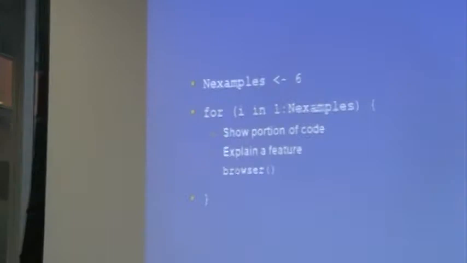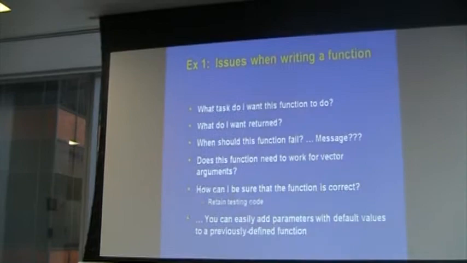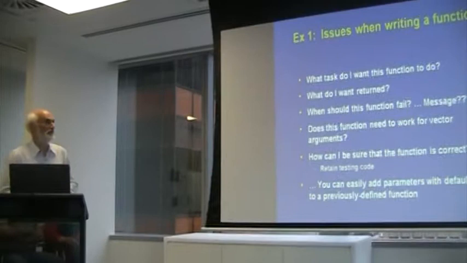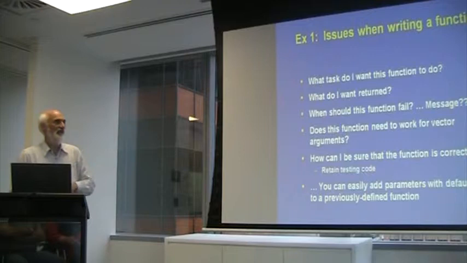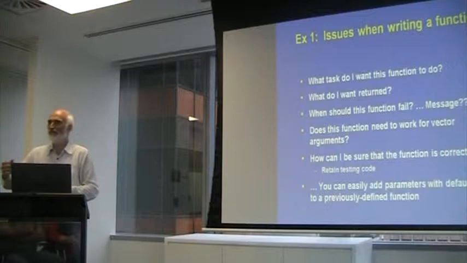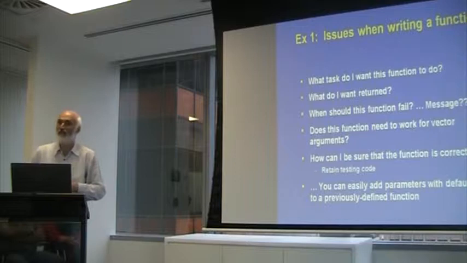My first example is to do with just how do you go about writing a simple function at all. And the sort of questions that occur to me: what do I want it to do? What do I want returned from this function? And when should it fail? Because often you think it's going to do something, but from time to time you give it an object, give it some arguments that actually don't satisfy the assumptions. So it's usually a good idea to check.